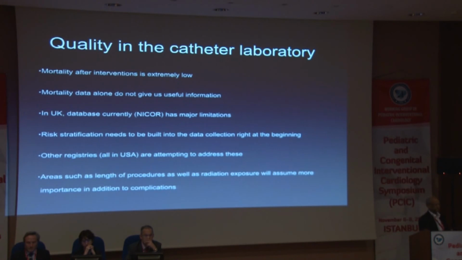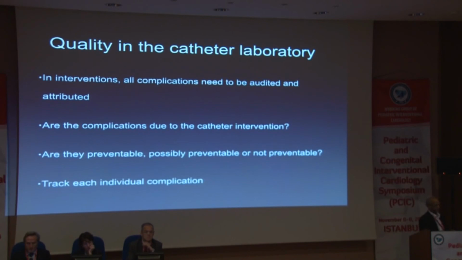Morbidity gives us some useful information, but not enough. We have problems in the UK with interventional database data collection. The problem is still that we do not have the ability to risk stratify when we analyze the data for interventions. The surgeons are way ahead, and we need to catch up. There are registries in the US that are attempting to address some of this risk stratification. Areas such as length of procedures as well as reduction of radiation will assume much more importance in addition to complications and morbidity that we're beginning to collect.